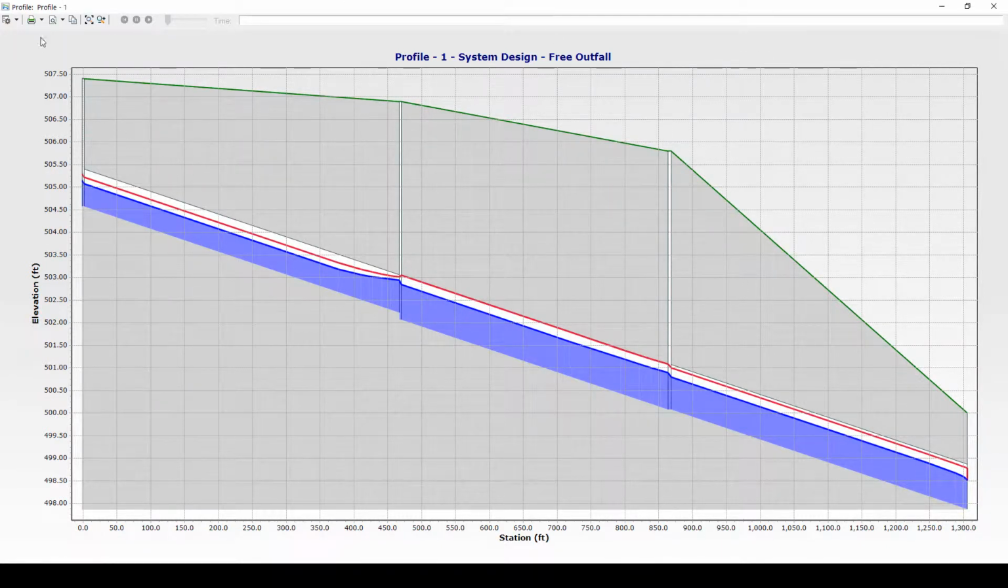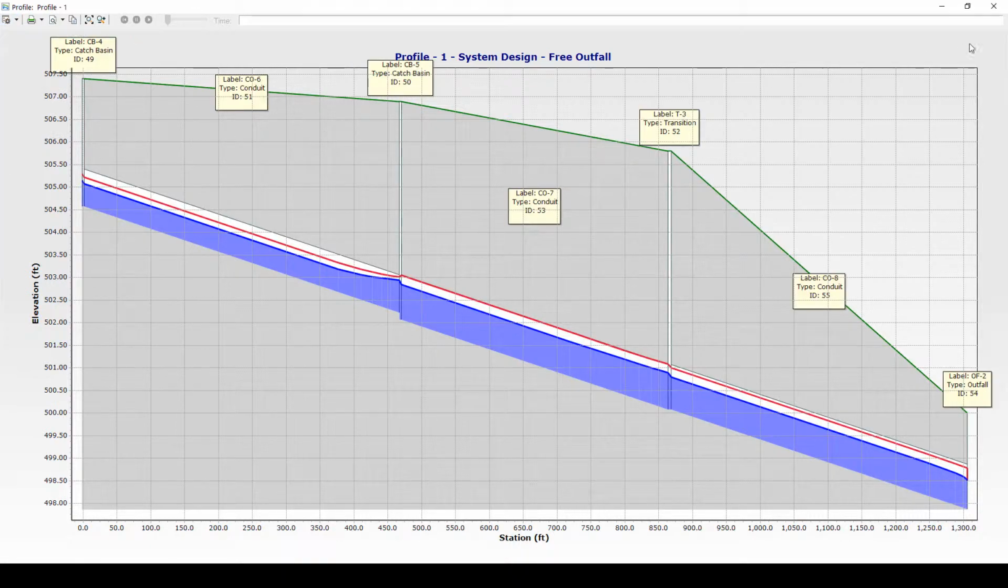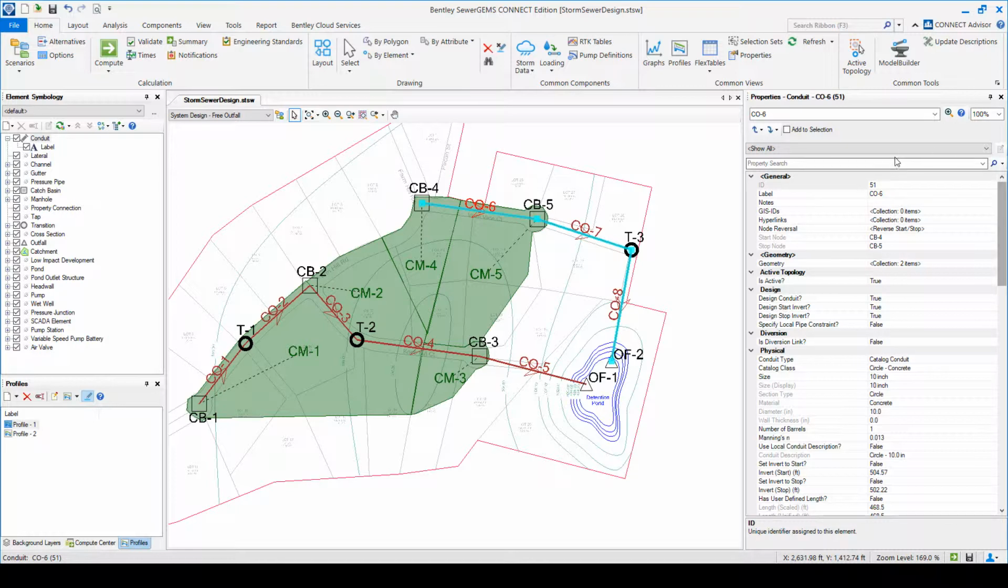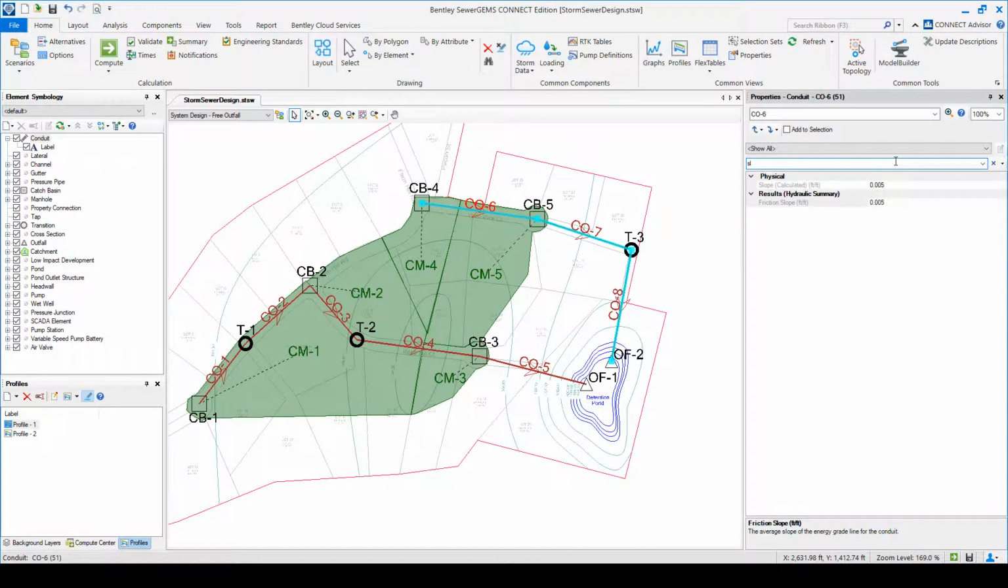So let's take a look at the slope for this pipe, which is called CO6. If I go over here, I'm just going to type slope here. So notice that the calculated slope is the minimum that we set. Okay, so it's set to 0.005. And then this one here also has the same minimum slope. So that's how it designed that.